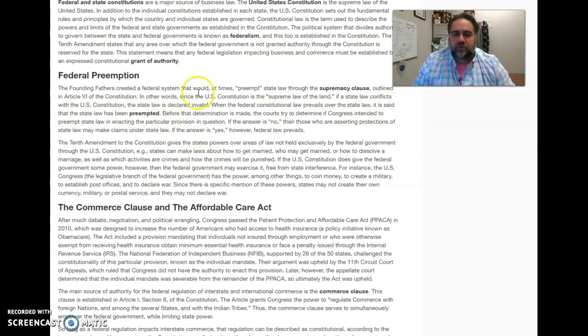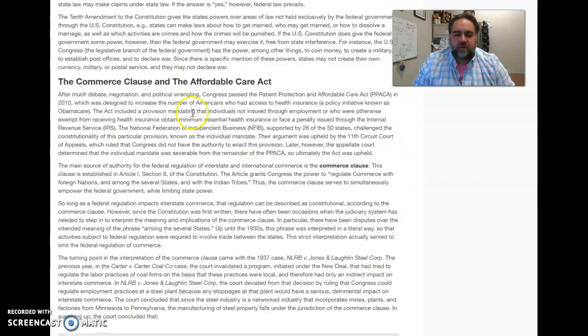Okay? There's more to these readings. I'm just kind of breaking the ice. The Commerce Clause and the Affordable Care Act. The main source of authority for the federal regulation of interstate and international commerce is the Commerce Clause. You have to understand that states used to be more sovereign than they are today, meaning that states were kind of like mini countries within the greater country of the United States.